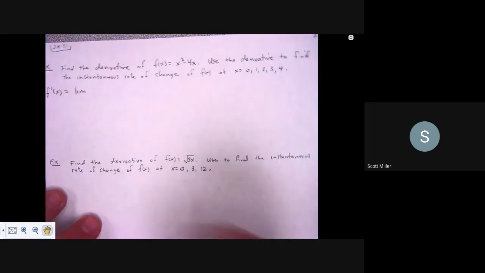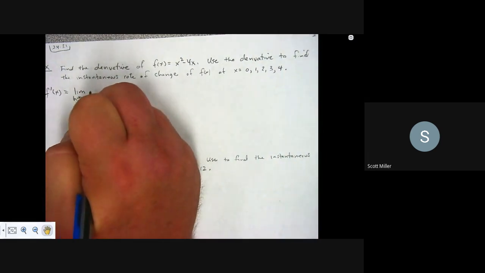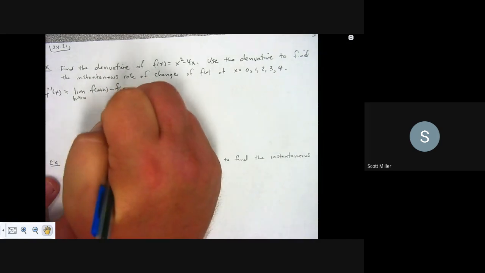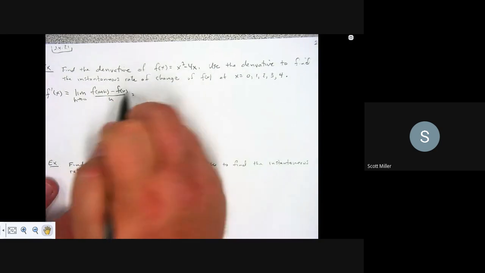So I'm going to come over here and I'm going to take that and I'm going to use this limit. So h is going to go to 0, and we're going to have f of x plus h minus f of x over h. And we're going to do exactly the same thing we did in the other one. We're going to plug these quantities into this equation.